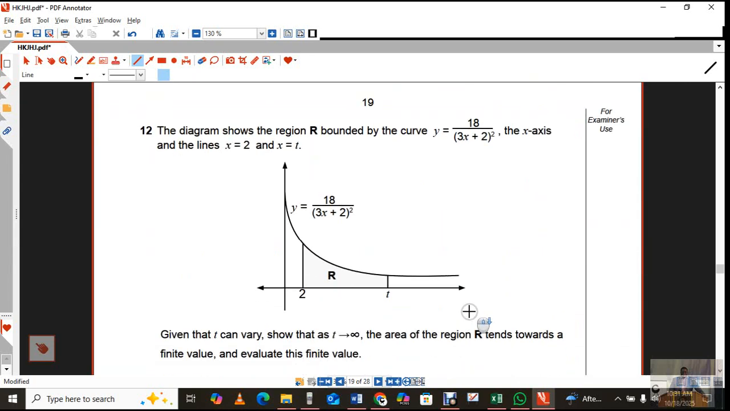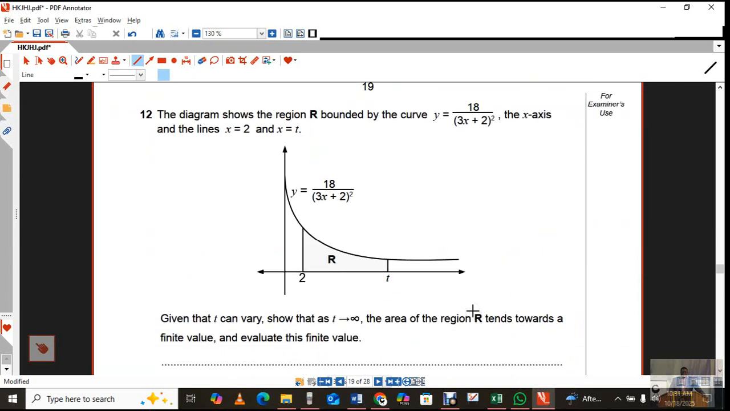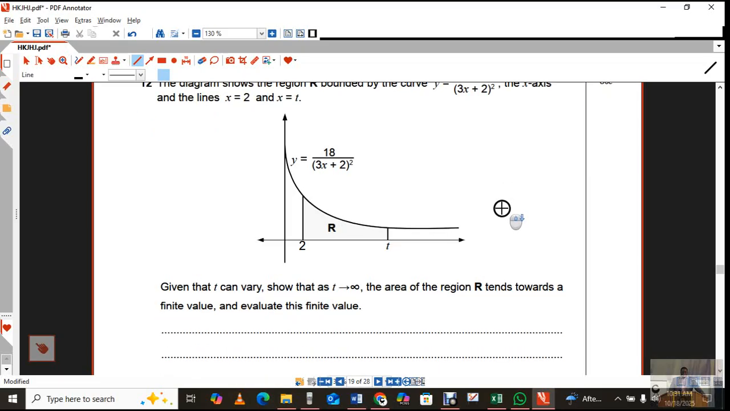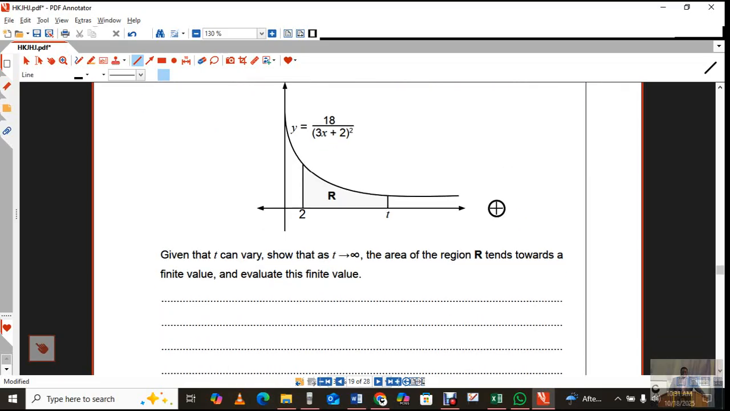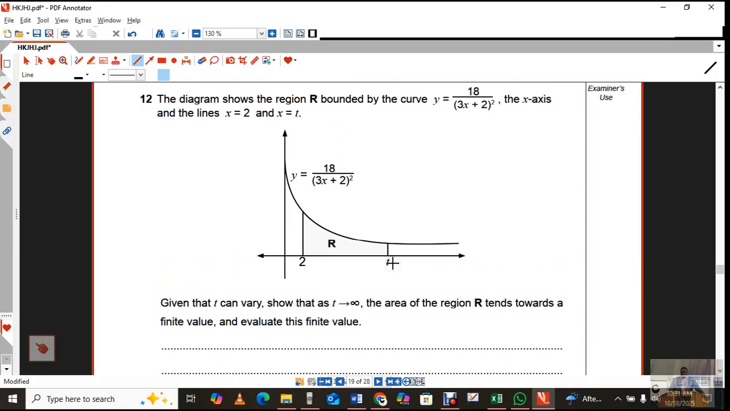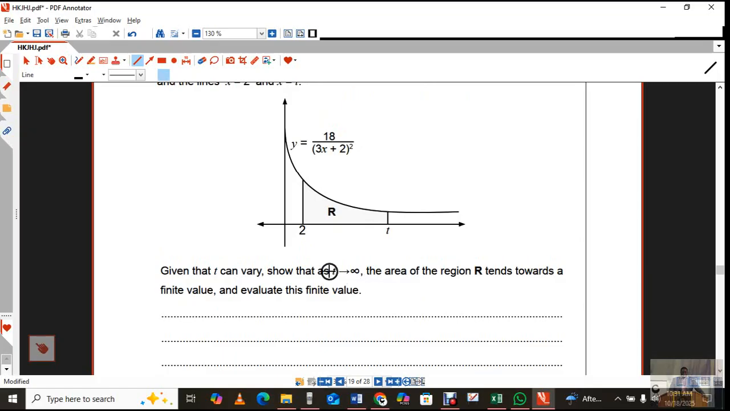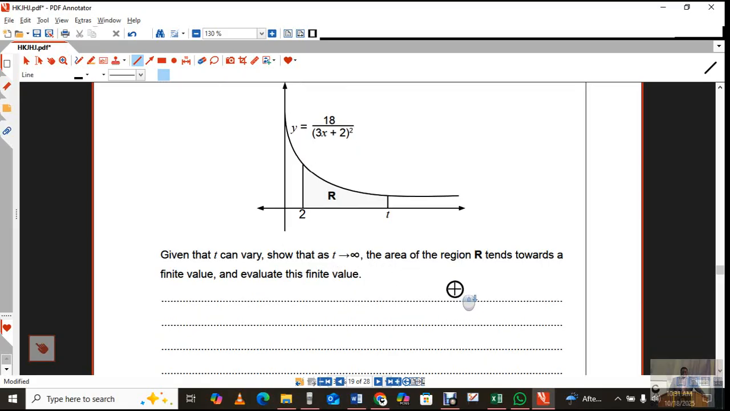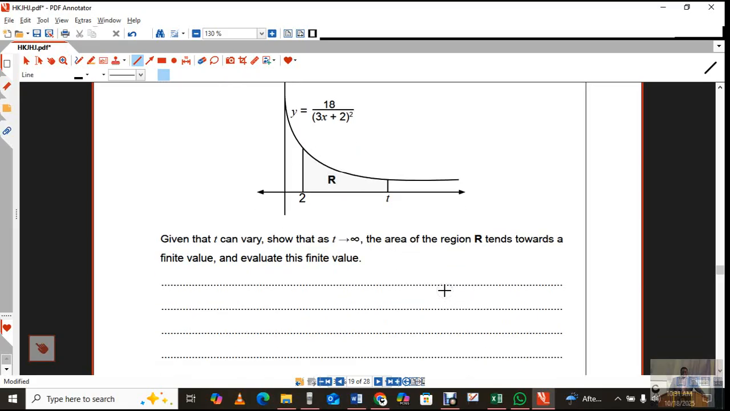Okay, right, that brings me to question 12. You have a diagram that shows that region R is bounded by a curve and the y-axis. Given the t, this is an improper integral, and as shown, we are supposed to show that as t tends to infinity, the area of the region tends towards a finite value, and we need to determine what that finite value is.